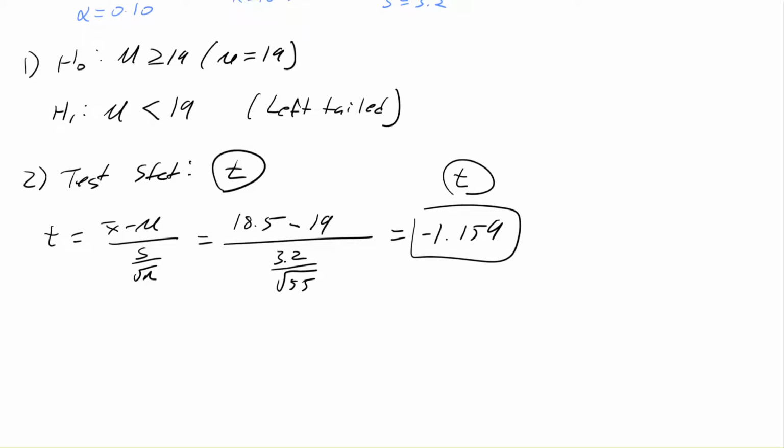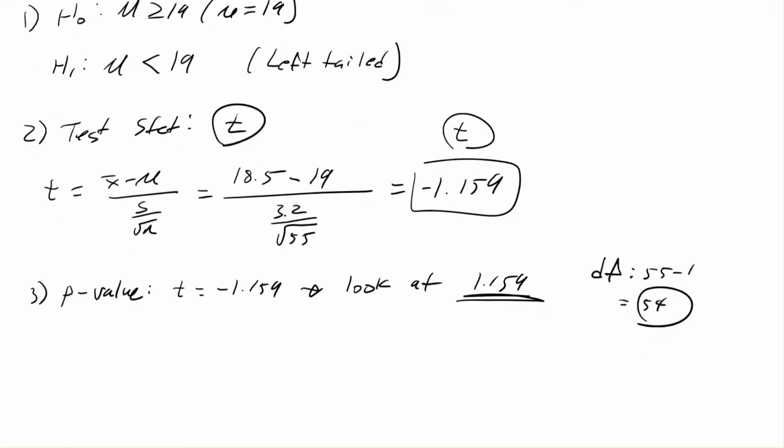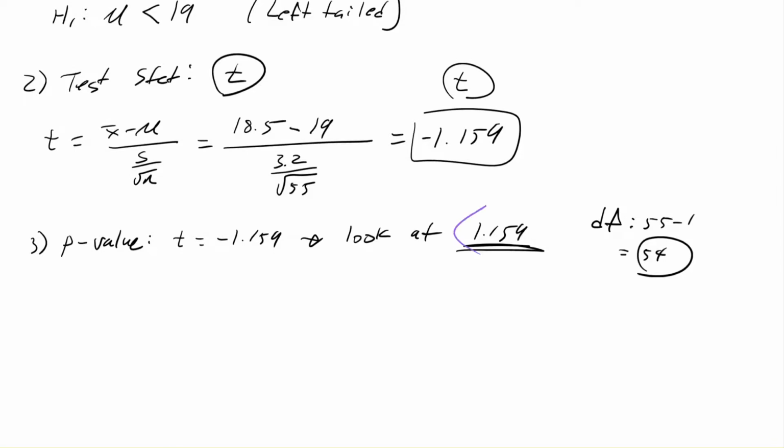So let's find the p-value. Well, T is negative 1.159. But for negative, we can look at positive when we use the t-table. Look at positive 1.159. And degrees of freedom is 54. Let me actually write it: 55 minus 1 gives us 54. So when we find the p-value, we have to pay attention to this value, and also this is one tail, since it's the left tail.